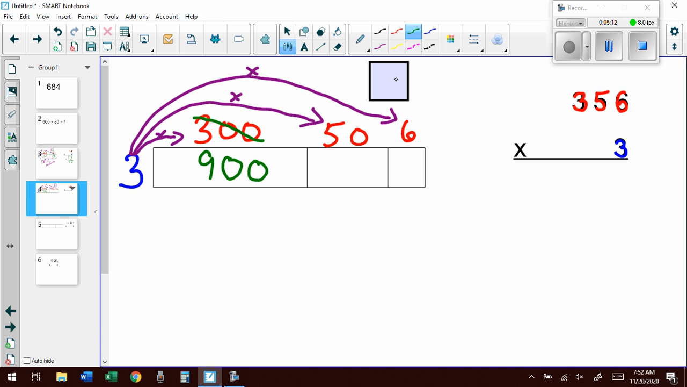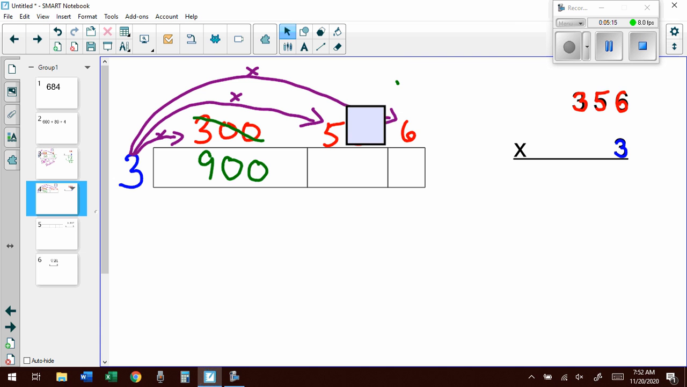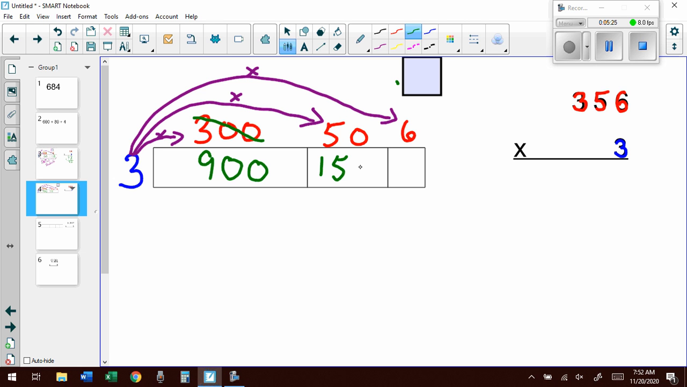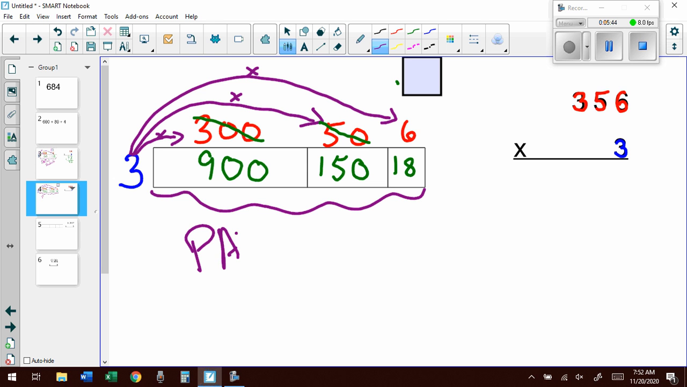Got it. Oops. Now we're going to cover up our 0 here. 3 times 5 is 15. How many zeros did I cover up? 1. And we're done with that one. 3 times 6 is 18. Now I've used my basic facts to find my partial products.